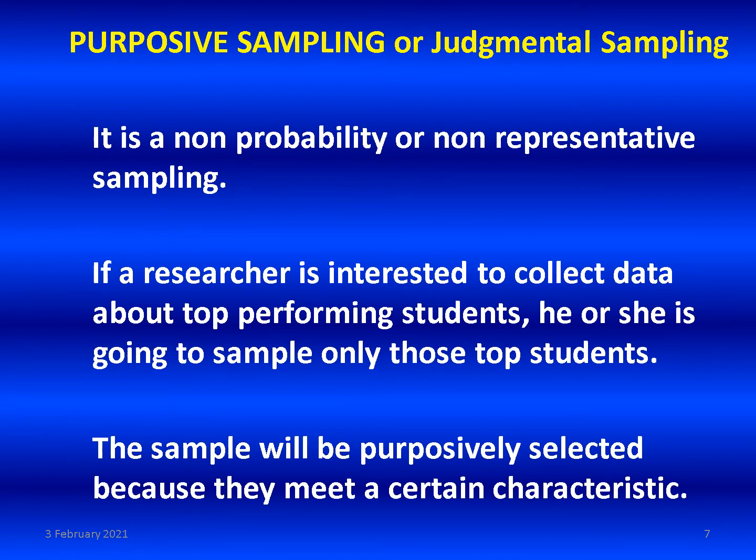Next is purposive sampling or judgmental sampling. Purposive sampling is a non-probability or non-representative sampling method. If a researcher is interested to collect data about top performing students in a class, so he is going to a class and he or she is sampling only those top performing students. That is an example of purposive sampling or judgmental sampling. The sample will be purposively selected because they meet a certain characteristic or criteria.